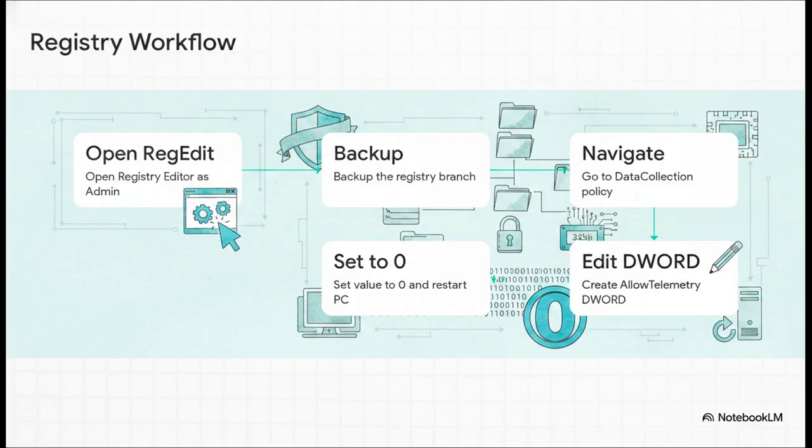First, open the registry editor as an administrator. Step 2, and please, seriously, never skip this unless you genuinely enjoy rebuilding machines from scratch, back up the registry branch, because policy keys have system-wide effects. Step 3, navigate to Local Machine, Software, Policies, Microsoft, Windows, and into Data Collection. Step 4, create or edit a 32-bit DWORD named AllowTelemetry. And finally, Step 5, set that value to 0 and restart the PC so Windows applies it right at boot. By doing this, an enterprise admin successfully throttles the primary telemetry engine.